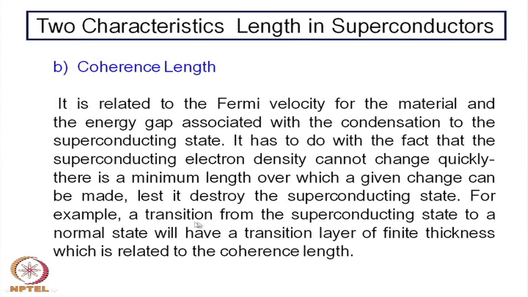For example, a transition from a superconducting state to a normal state will have a transition layer of finite thickness, which is related to the coherence length. This is to some extent related to the thickness of the domain boundary in ferroelectric or ferromagnetic materials. There is no sudden change, because it needs a certain thickness within which a gradual change takes place from a superconducting state to a normal state. That is what we call the coherence length.